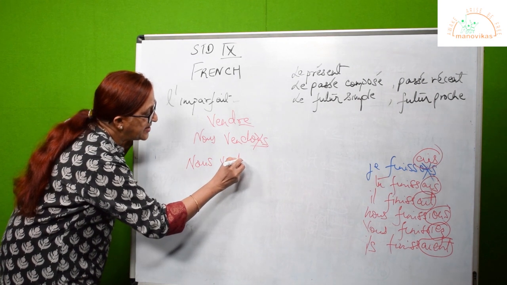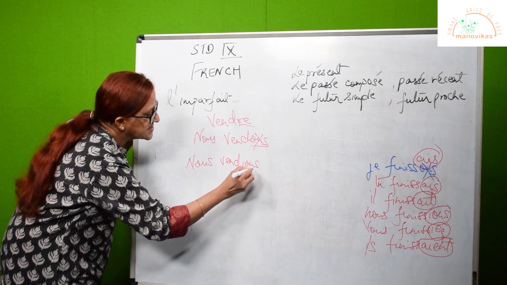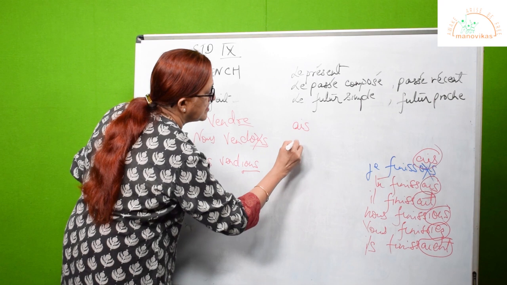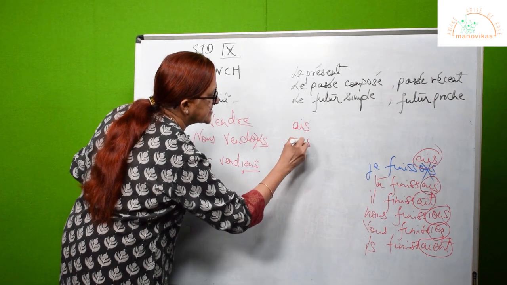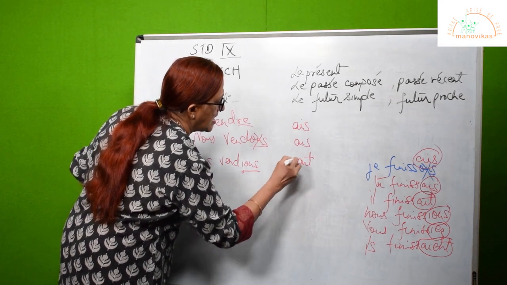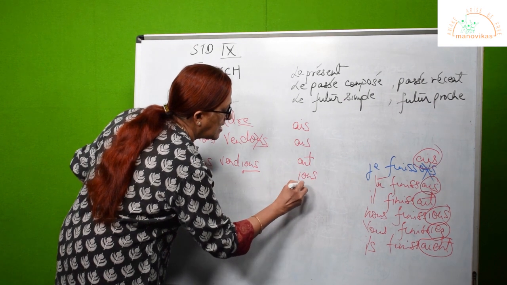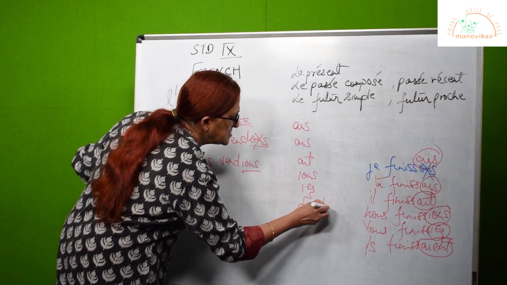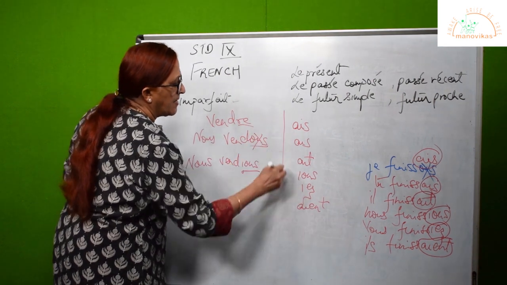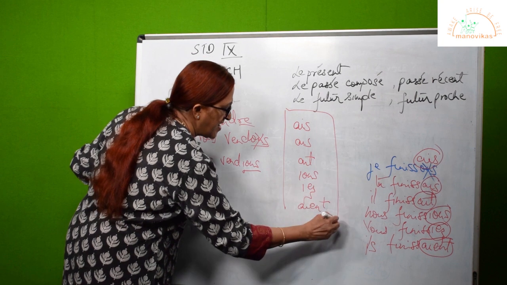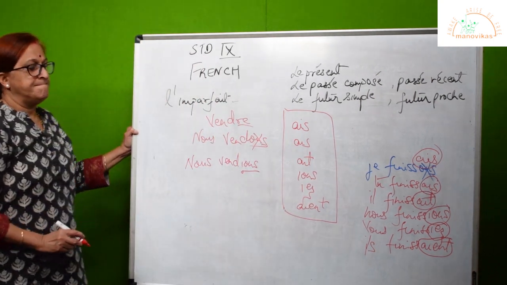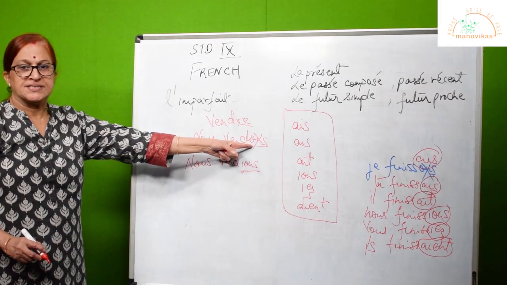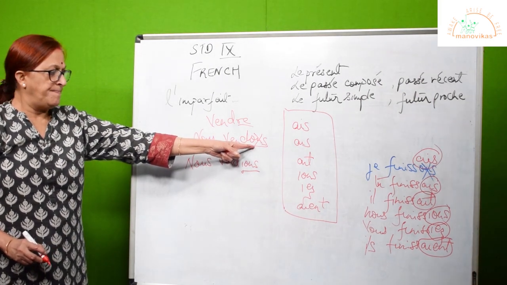and I will add IONS, because as I said, these are the endings of the imperfect: AIS, AIS, AIT, IONS, IEZ, AIENT. So please, these are the endings of your imperfect. Learn them. When will you add those endings? After you have cut off the ONS from the present tense nous form.